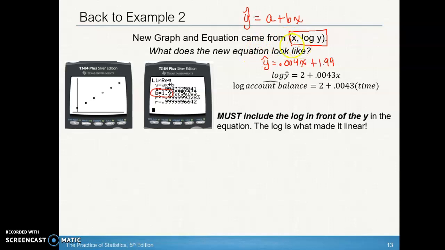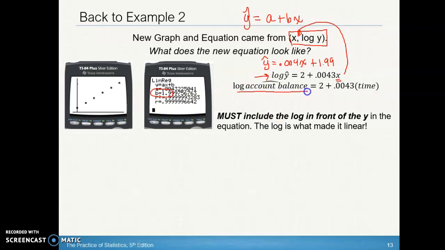The reason is because the new graph and equation came from X, log of Y. It was not just the Y values. I took the log of all the Y values in order to get it linear. So you must put the log in front of the Y here. It's easy, just look at your transformation and then put the log in front of the y. So log of y hat equals 2 plus 0.0043x. I did not have to change my x because my x was not changed here.